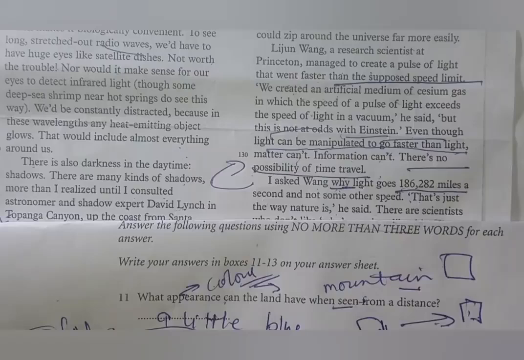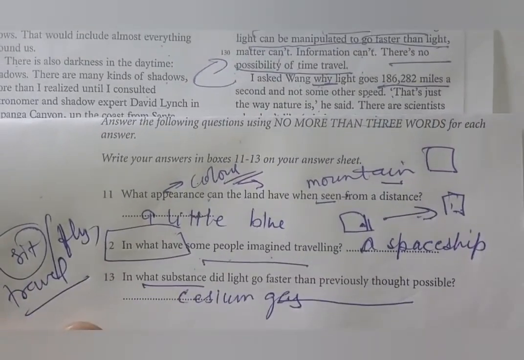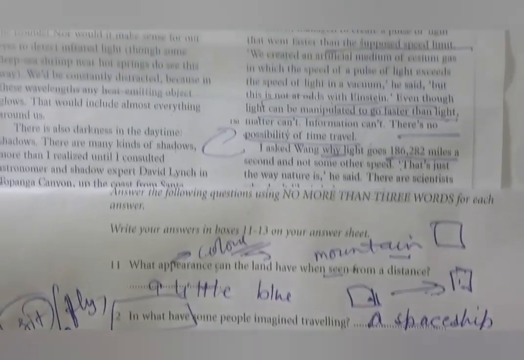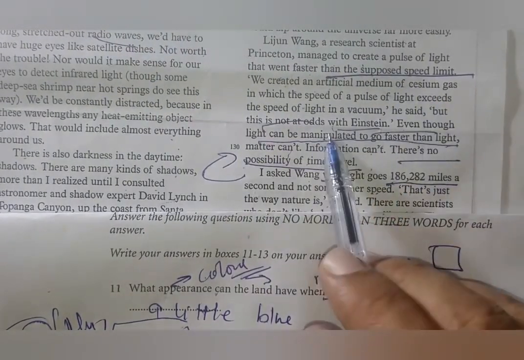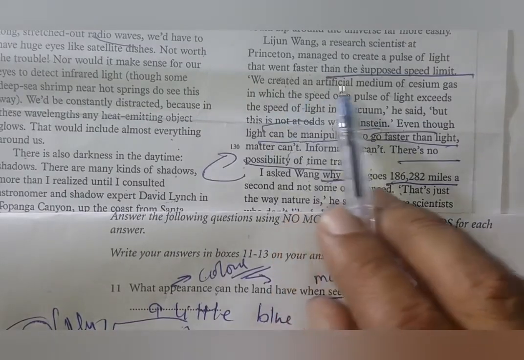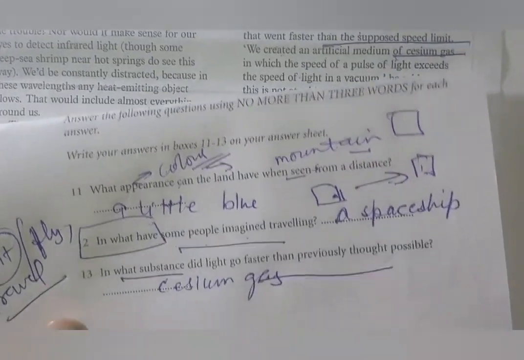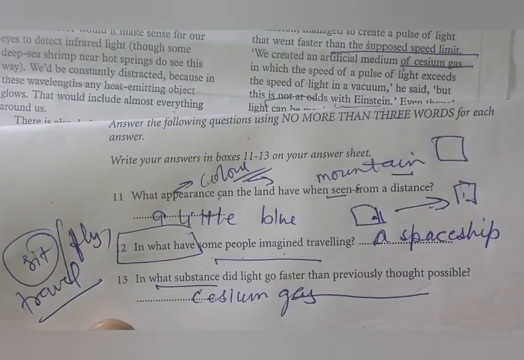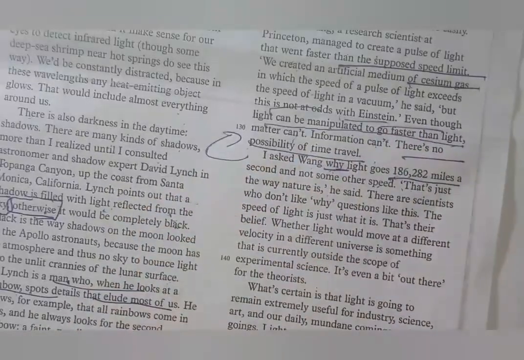He managed to create a pulse of light. Right? They went faster. So he has written here, in which substance did light go faster than previously thought possible? So where is previously thought? So he said go faster. So which is the substance here? That is cesium gas. Right? So this is my answer. So these are the questions I did from this passage. I will show you the passage again.